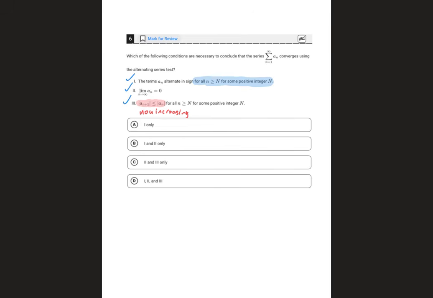Okay, so this is just a more formal way of saying that the terms have to alternate signs to use the alternating series test. They have to tend towards 0. The limit has to go to 0, and they have to be non-increasing. So really, all three of those have to be true.